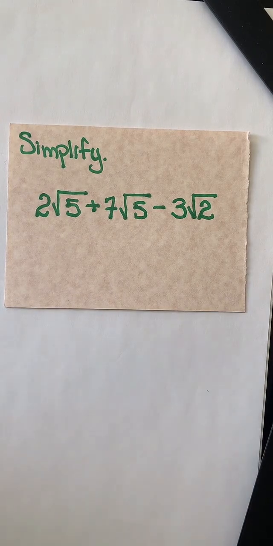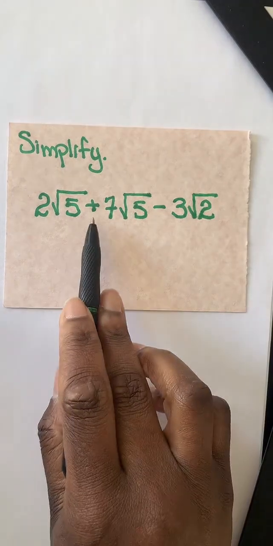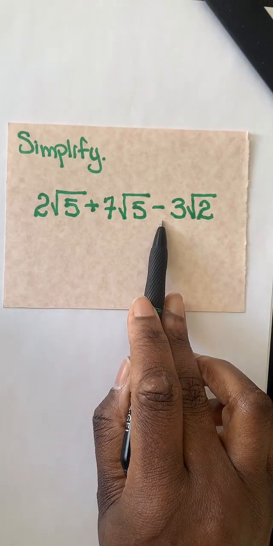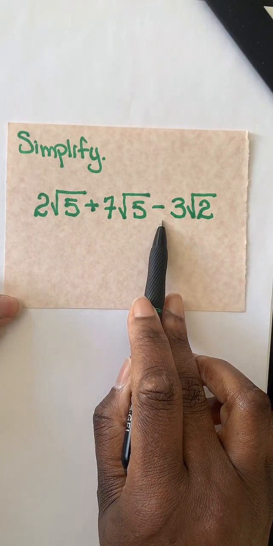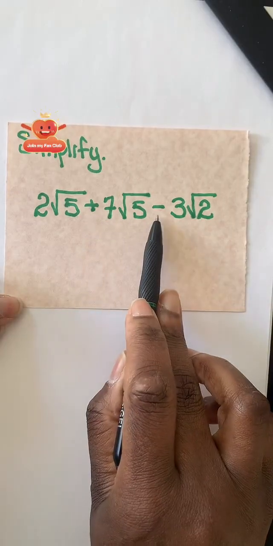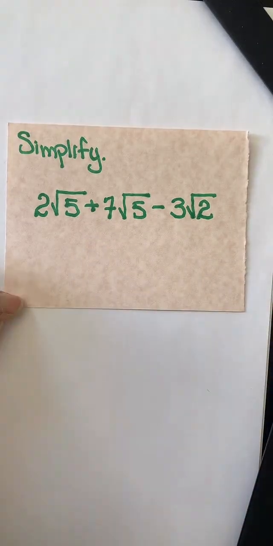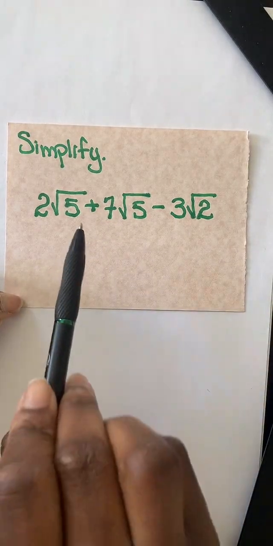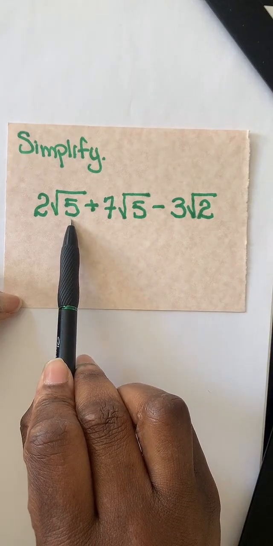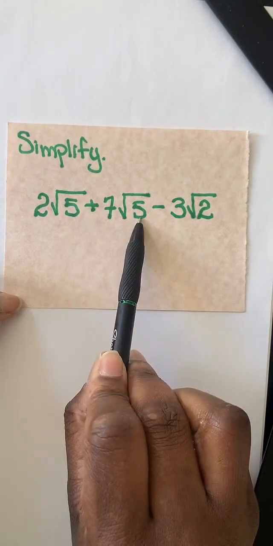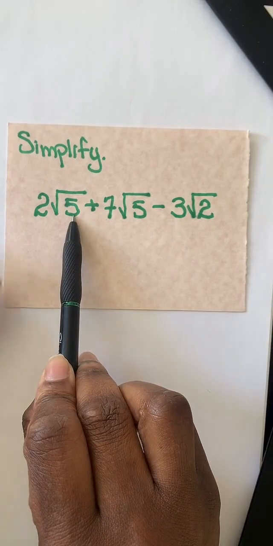So let's take a look. Okay. This time we have addition, we have subtraction. So if you notice, anytime you have addition or subtraction, you can only combine with like terms, meaning they have the same radical. All right.